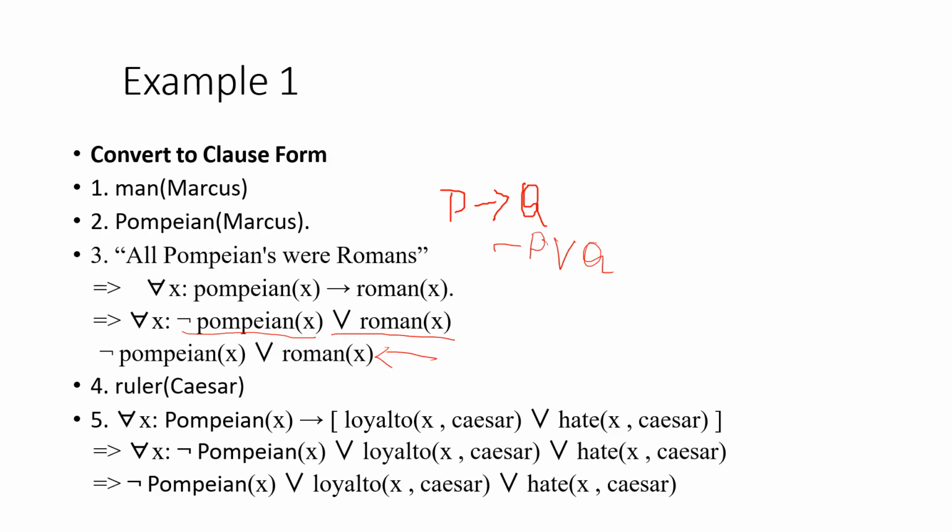So here also we can apply the rules. Here it is similar to P implies Q, so we can apply not P or Q. Here you can see, for all x, not Component of x, or that is P or then Q we are writing. This is Q. So we can write loyal to x comma Caesar or hate x comma Caesar. Then here also one more rule, that is we can drop this for all x, we can remove it, so it will become not Component of x or loyal to x comma Caesar or hate x comma Caesar.